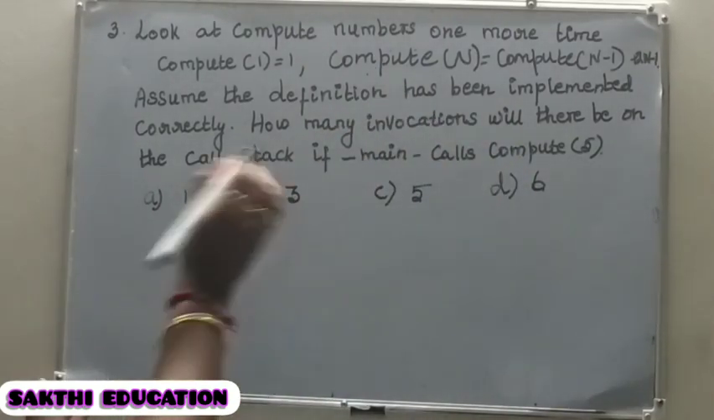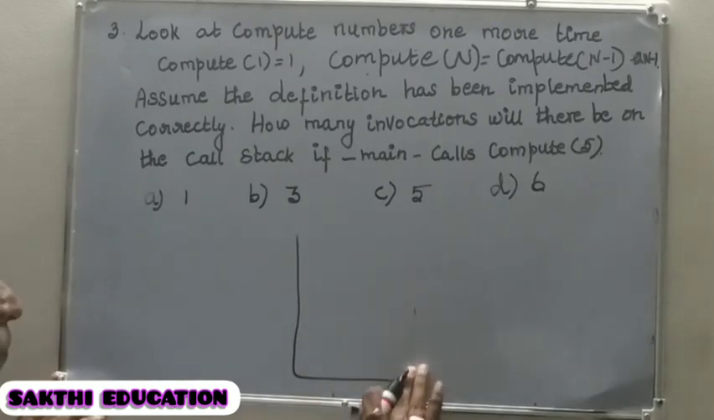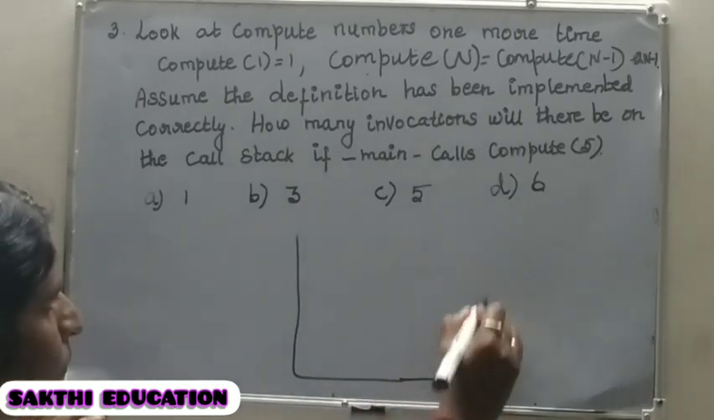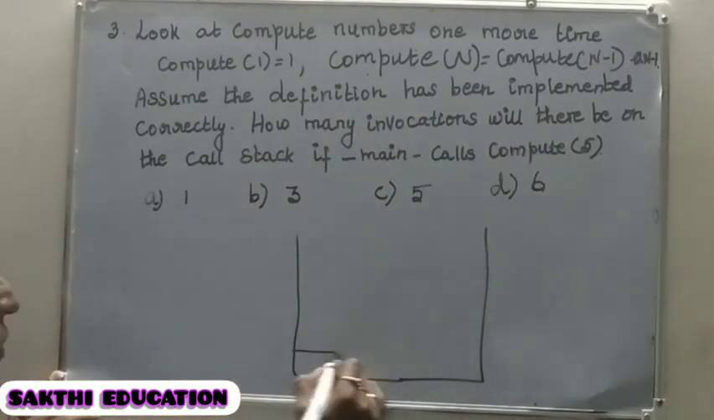So what is meant by stack? Stack is one type of memory where you can store your values and retrieve your values. In which concept do we store and retrieve the values? Using the last in first out concept. The two main operations inside the stack are push and pop. Okay, so let us assume this is your memory. Your main call is compute of 5.